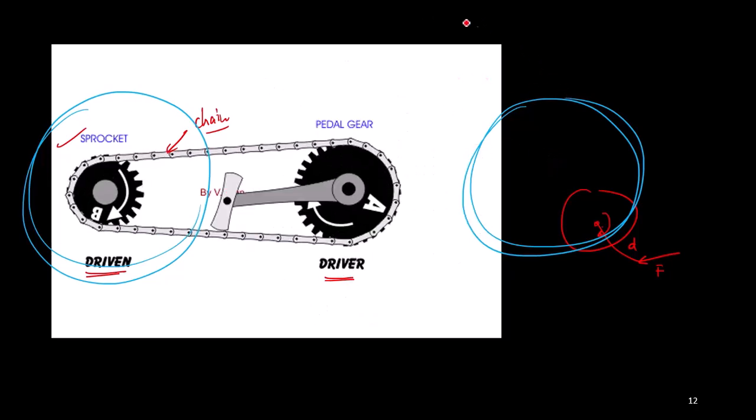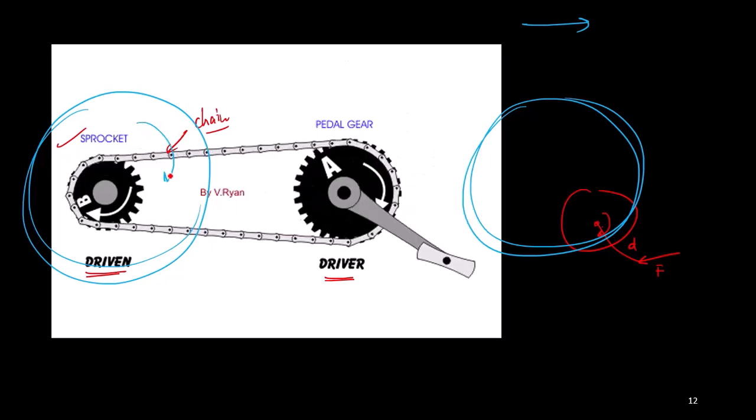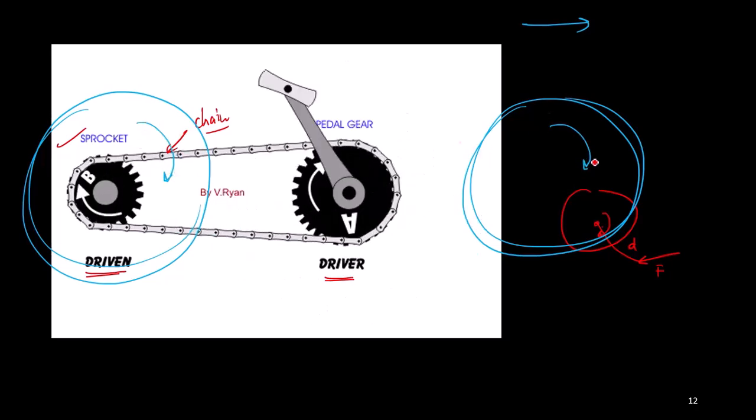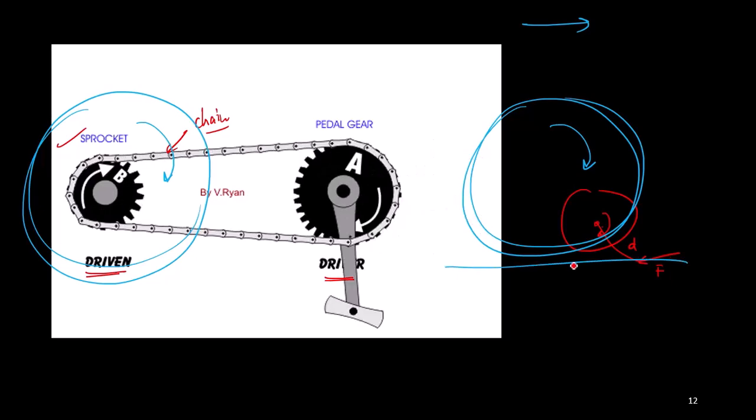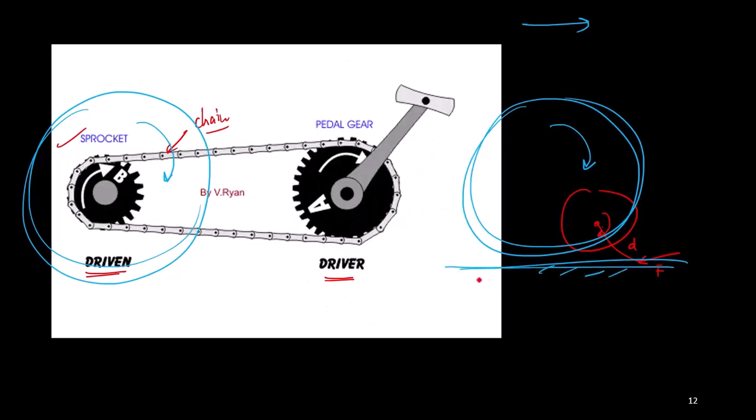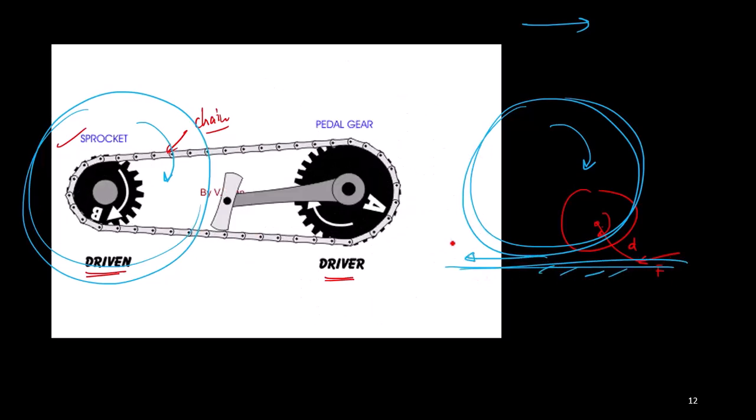So let us say you are moving the cycle in the forward direction. For that, the rear wheel should rotate in this direction, and the front wheel also rotates in this direction. Now who is driving the front wheel? Now the friction comes in. On the road, the friction is there, and friction is applied in this direction. The friction is responsible for the rotation.